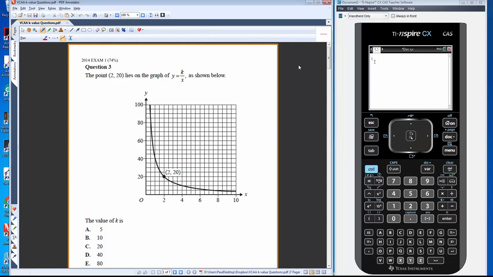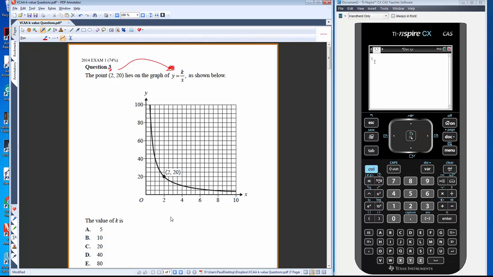Alright, so what we've got here is a coordinate point (2, 20) on this hyperbola. Now what we don't know is the k-value. So this is probably as simple as it gets, and you can tell it's question 3 from the module. All we're going to do is substitute this point into the function, and we get the k-value.